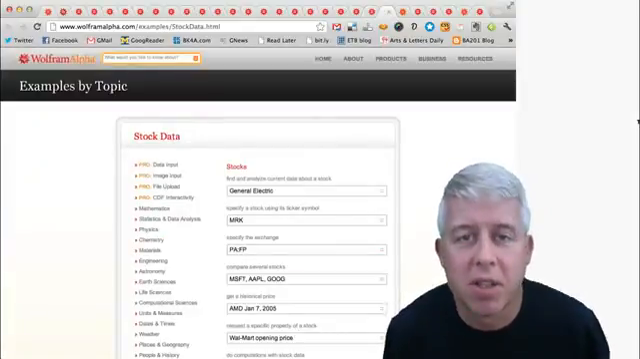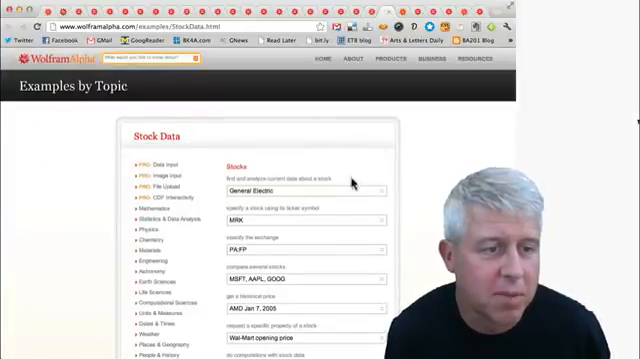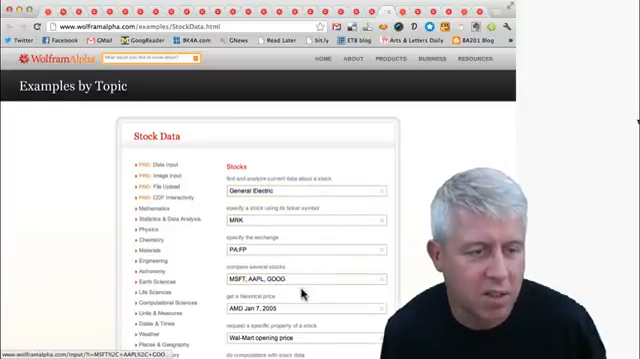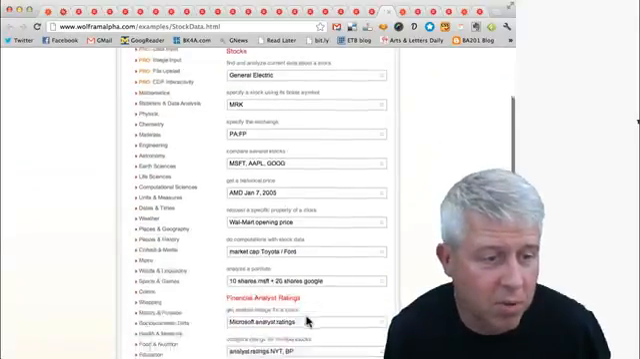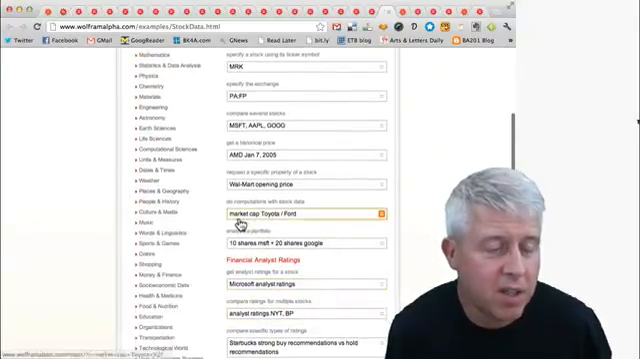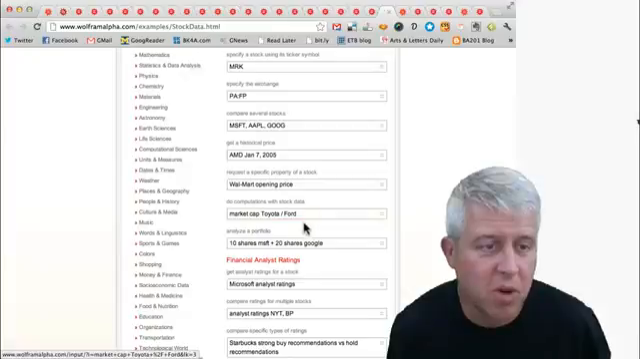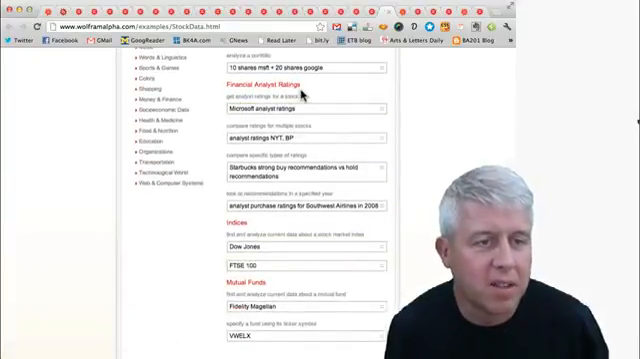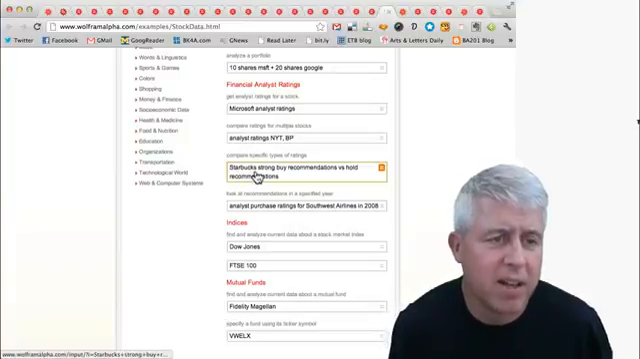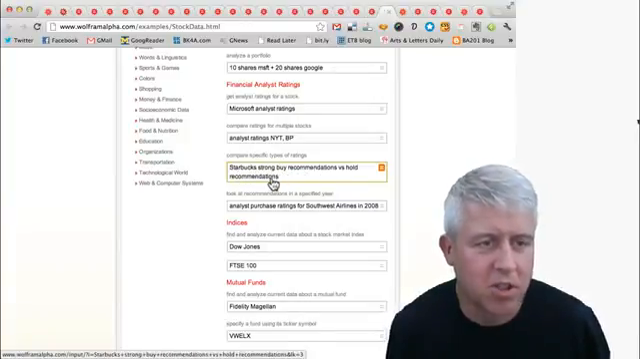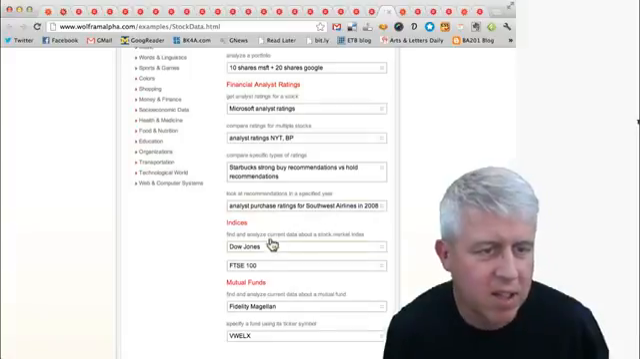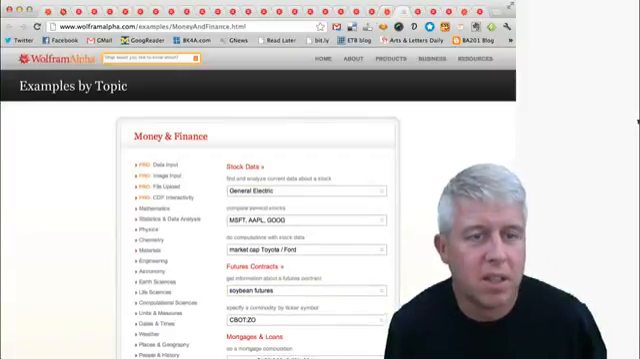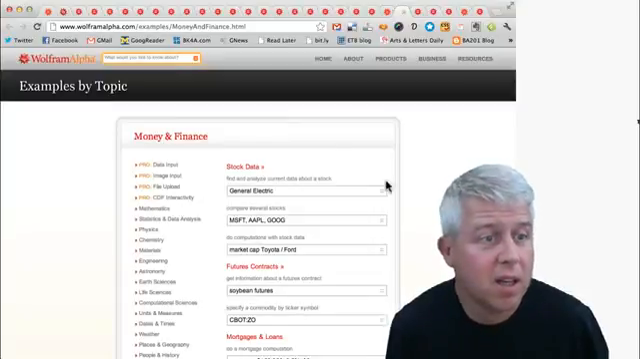Stock data. Okay, so this is sort of ridiculous how much information it has about stock data, and I just wanted to show you. You can get information about a particular stock, compare stocks, get historical prices, do calculations with it, put together a portfolio, find out about analyst ratings, find Starbucks strong buy recommendations versus hold recommendations, look at indices, mutual funds. You're getting the idea. It has freaking everything.